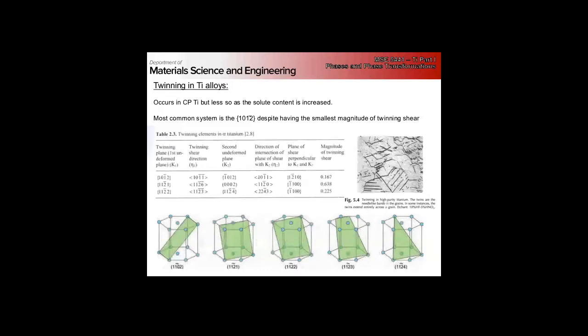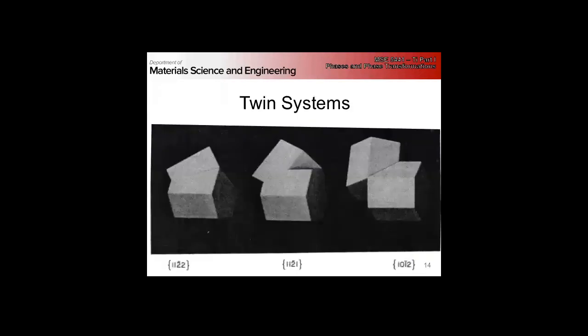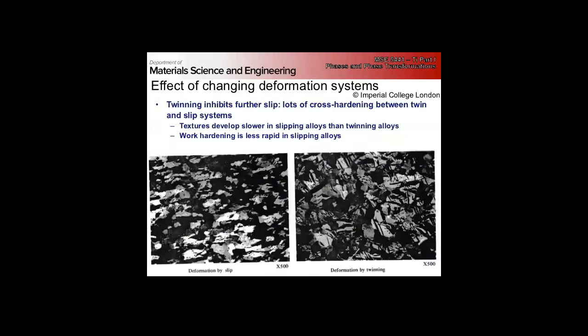Tension versus compressive twins, right? So when I activate the 10-12, I'm effectively lengthening my... it's called a tensile twin because my C-axis in my new grain is longer, right? Okay.